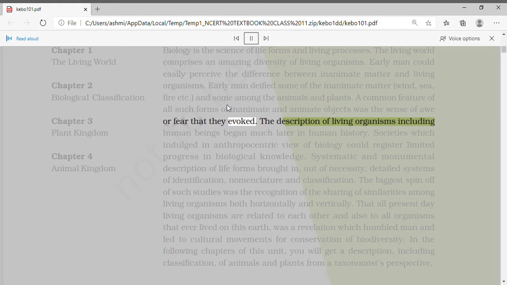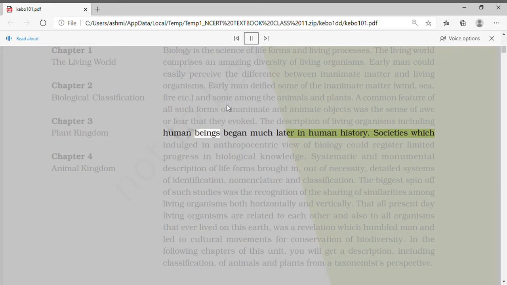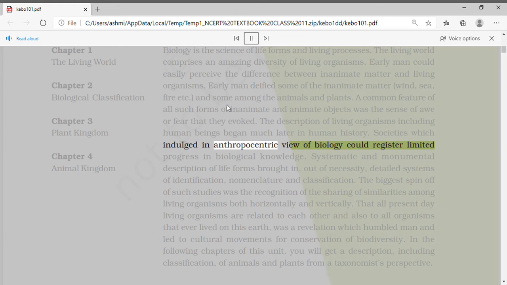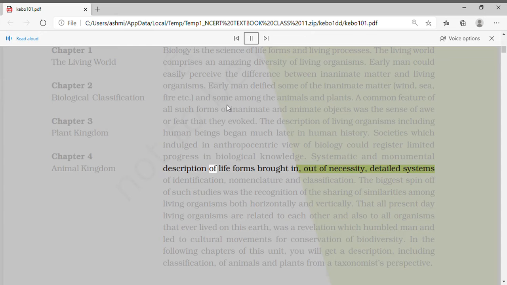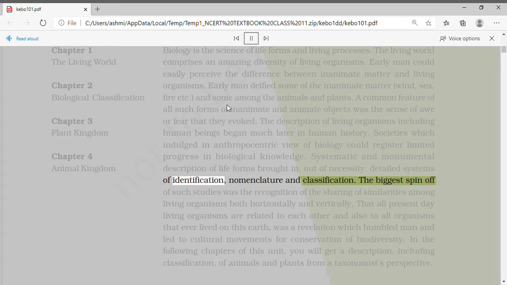they evoked. The description of living organisms, including human beings, began much later in human history. Societies which indulged in an anthropocentric view of biology could register limited progress in biological knowledge. Systematic and monumental description of life forms brought in, out of necessity, detailed systems of identification, nomenclature and classification.